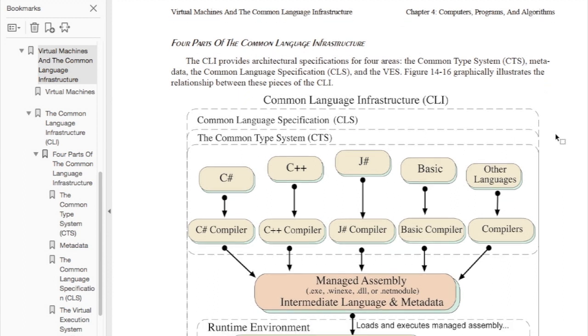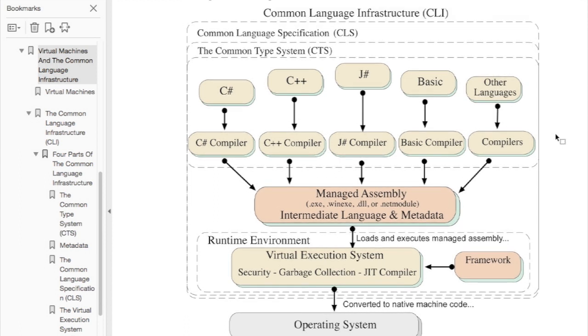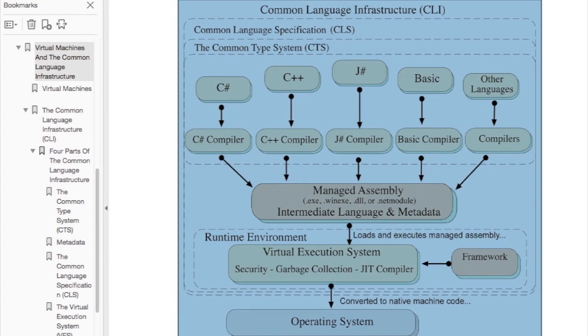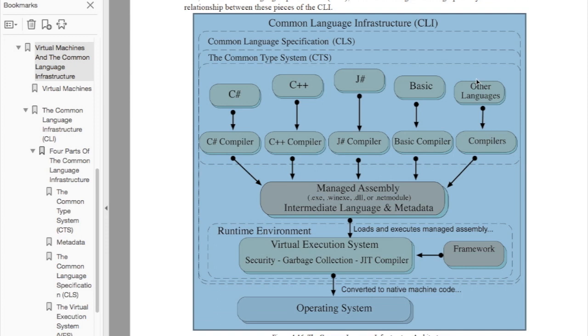So it contains 4 parts, and this is in Figure 4-16, the common language infrastructure architecture. We have overarching, the common language infrastructure, which is selected in blue here. Now I need to adjust. Let me see if I can adjust everything. I'm going to just decrease the size to like 110% here. Okay, now everything fits in that broadcast window.